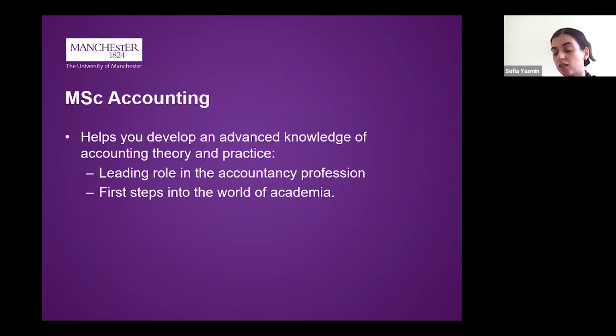And we hope that you will take the opportunity to benefit from our accounting academics' close connections with the accountancy profession. So the course will hopefully ultimately lead to either a leading role in the accountancy profession or it could help you take the first steps into the world of academia if you want to go down the route of a PhD, for example.